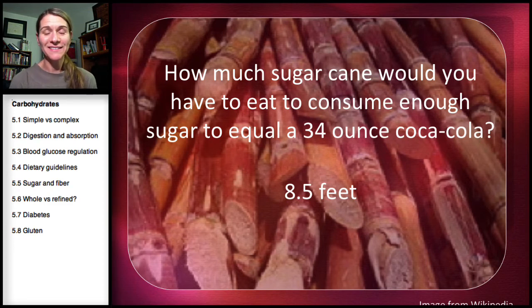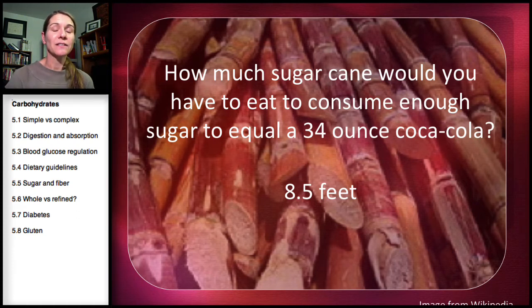8.5 feet. 8.5 feet of this sugar cane. And if people were going to consume that, they used to stick it in and just gnaw on the outside and try to suck some of that sugar out. I don't know how long that would take. I've never tried this. I imagine days or weeks, but I think it's a fantastic point.